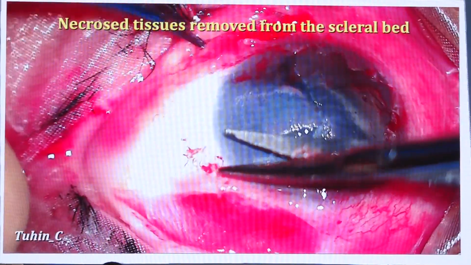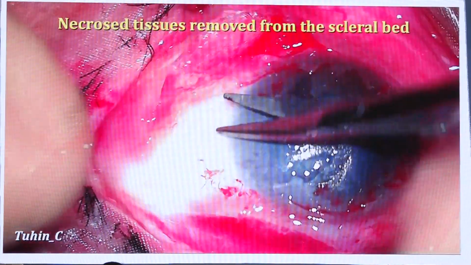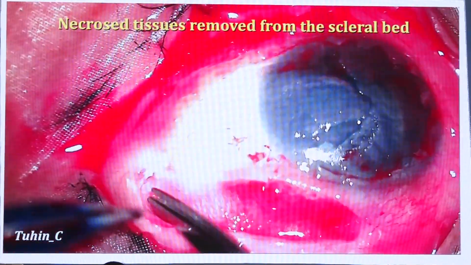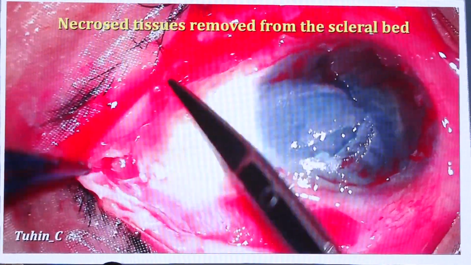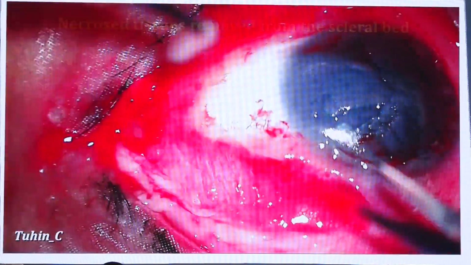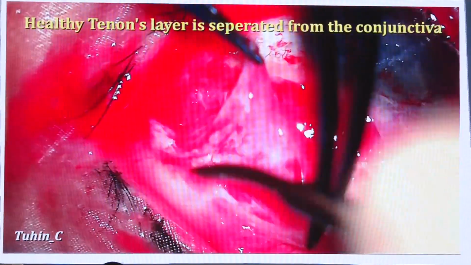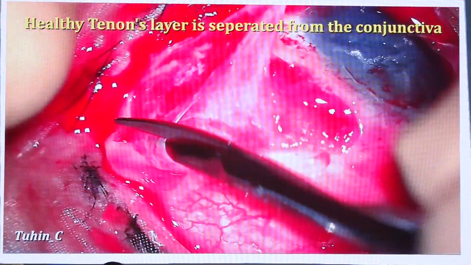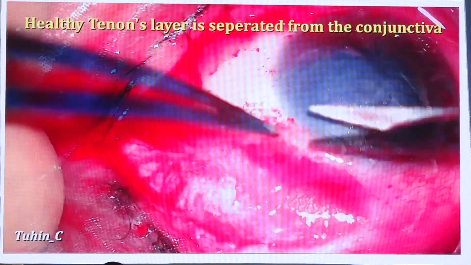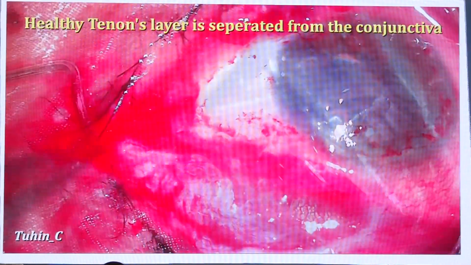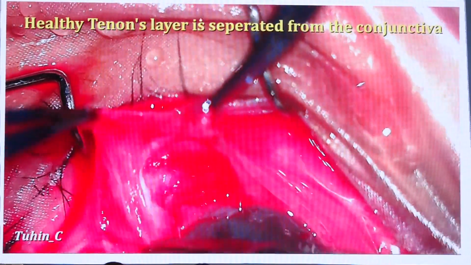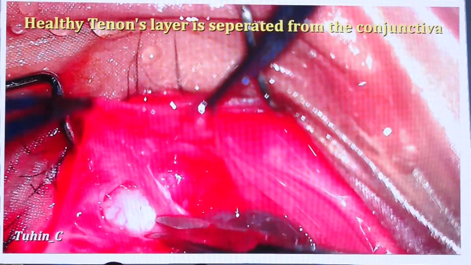You have to separate the Tenon's tissue from the overlying conjunctiva and from the underlying sclera. Also you have to separate it from the extraocular muscles. And whenever you are taking it, you should not pull it much, because that will cause fornicial shortening. So I am putting this over the necrosed area of sclera, putting a piece of amniotic membrane and then suturing the Tenon's flap over the amniotic membrane.